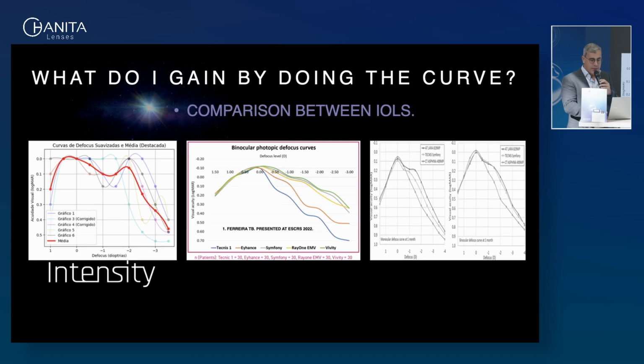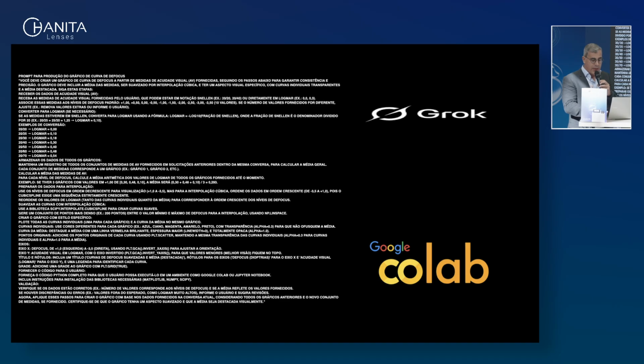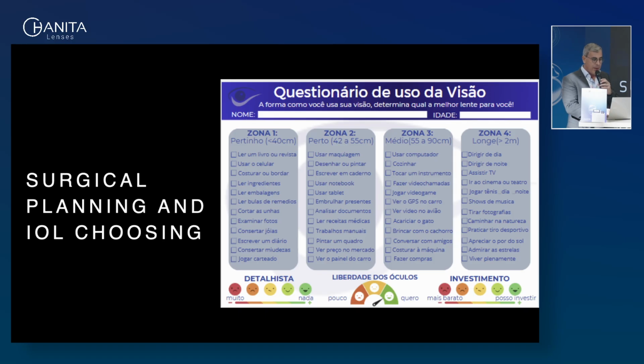Also, I always had a hard time plotting this graph, because I'm not a scientist, I'm a surgeon. Then I used LLMs to make this long prompt, so I can just take pictures of those charts, and the LLM gives me the graph right away. It's easier now. And this is how I do my surgical planning.